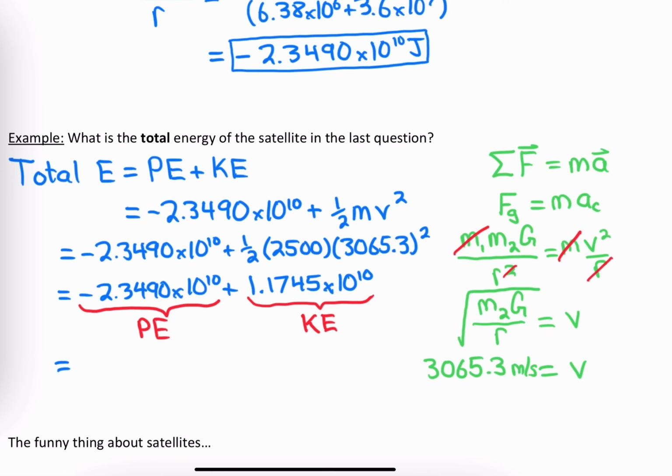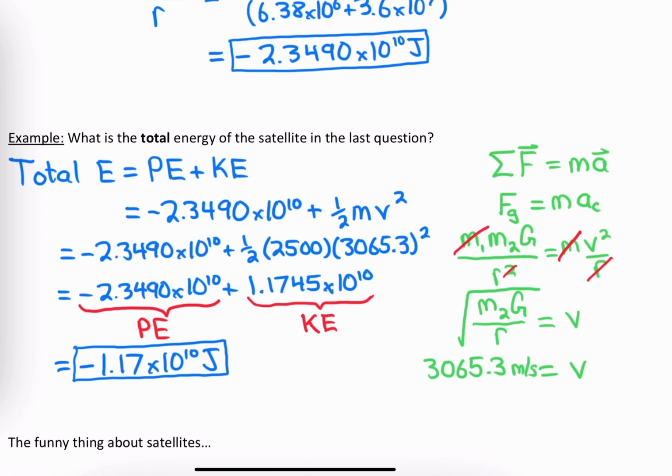So this means the total energy of the satellite is negative 1.17 times 10 to the 10 joules. Again, a little weird to have a negative number for energy, but totally fine. And in fact, it's expected at this point.